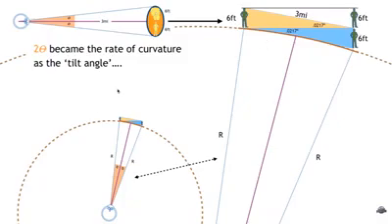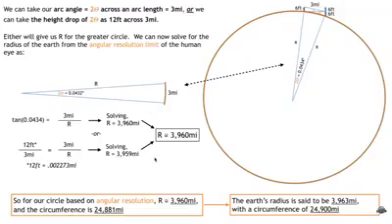And so we can do that here again. We can take our arc angle of 2 theta across an arc length of 3 miles, or we can take the height drop of 2 theta as 12 feet across 3 miles. Either way, we can come to a radius of 3,960 miles.